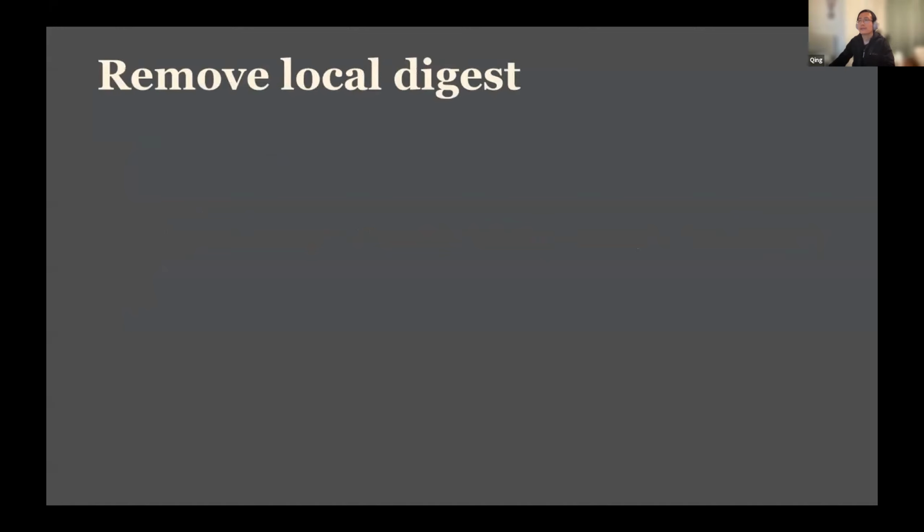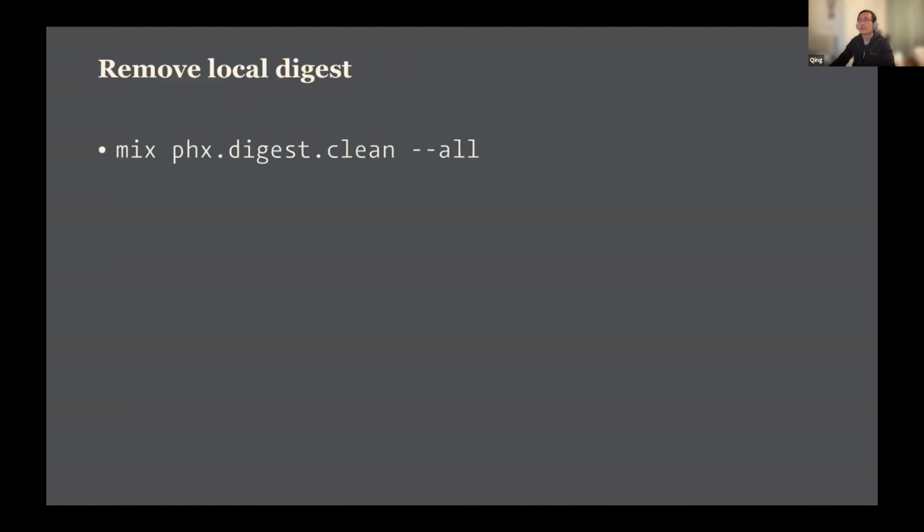If you did run it locally, it would have generated a whole bunch of digested assets. Since we no longer ignore priv static, they would show up in Git status, for example. And that could be annoying, but we could remove them with this command, phx digest clean --all, to get rid of all of them. Cool.